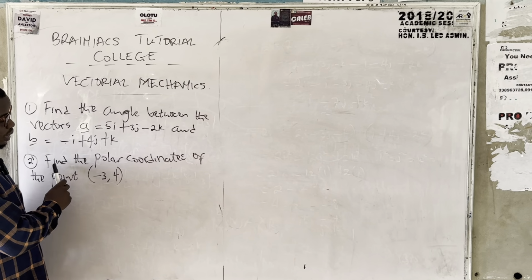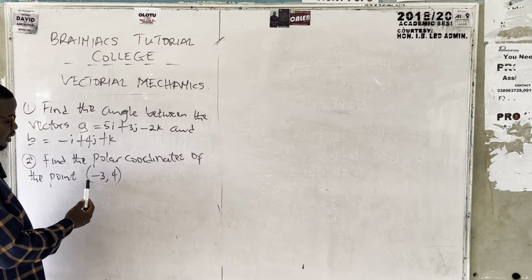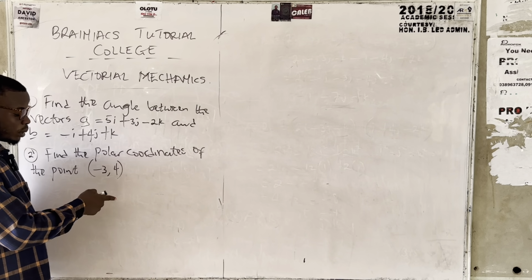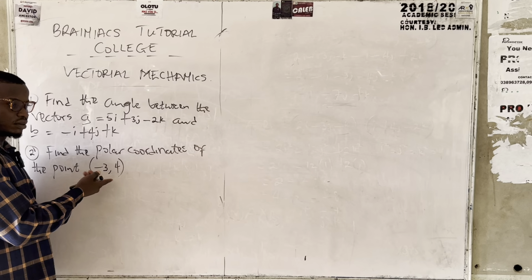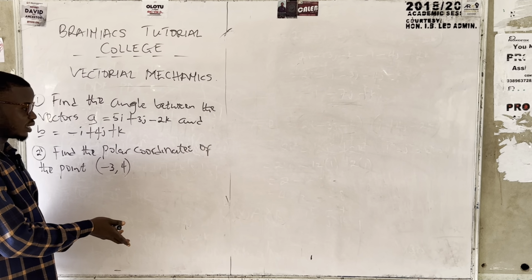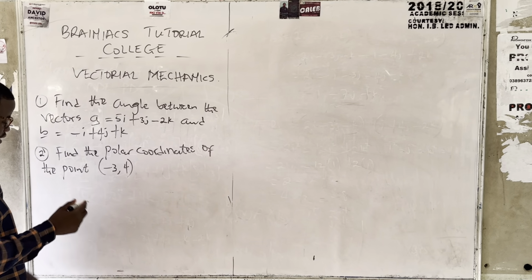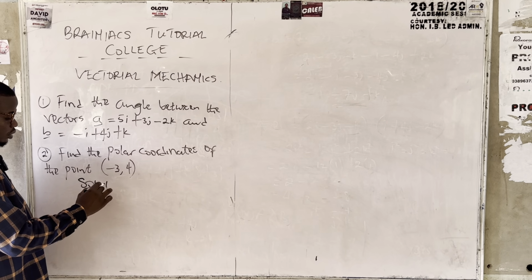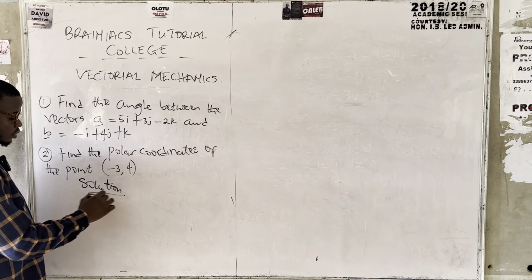And going to the second question, we have to find the polar coordinate of the point. So we have the point minus 3, 4. To find the polar coordinates, we'll find the r, then we'll find the value of theta. So let's start with the first question. So let's go to the solution.